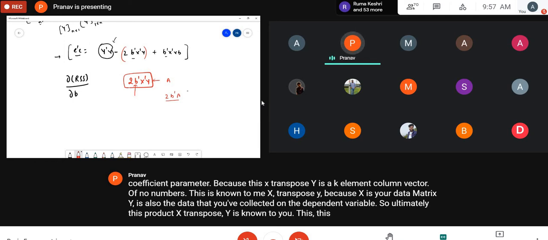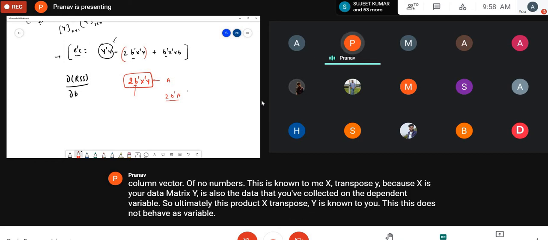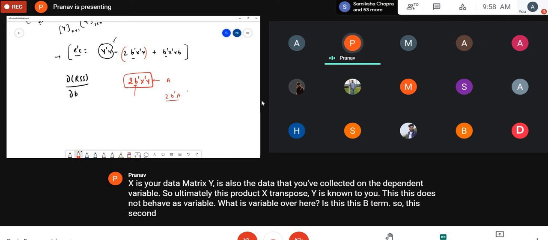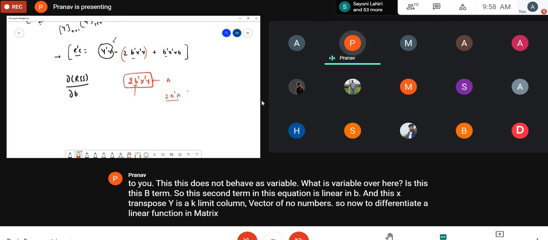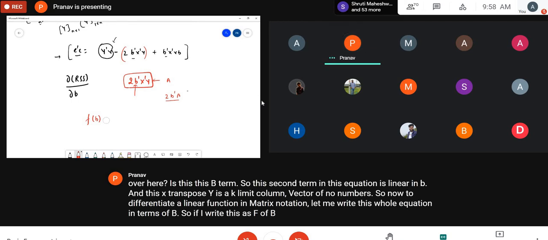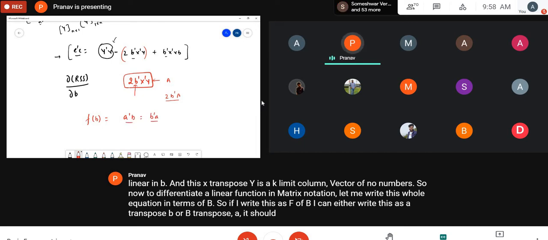This does not behave as a variable. What is variable over here is this b term. So this second term in this equation is linear in b, and this x transpose y is a k element column vector of known numbers. Now to differentiate a linear function in matrix notation, let me write this whole equation in terms of b. If I write this as f of b, I can either write this as a transpose b or b transpose a. It should not matter to me as long as I have this vector of known variables.